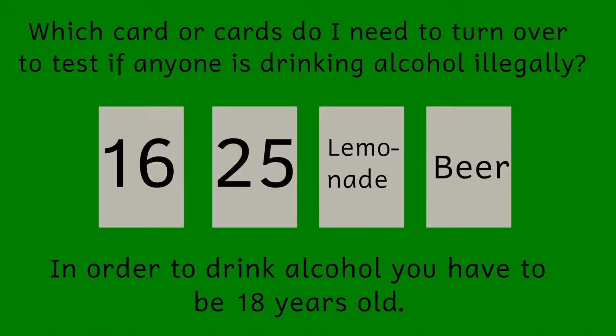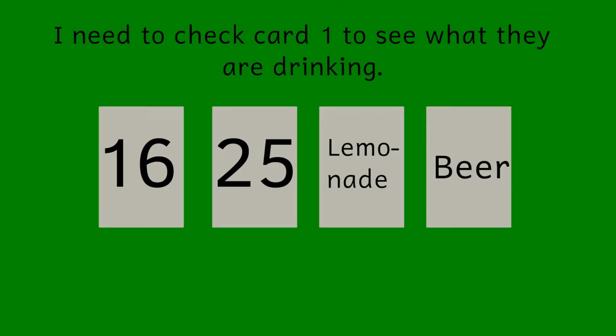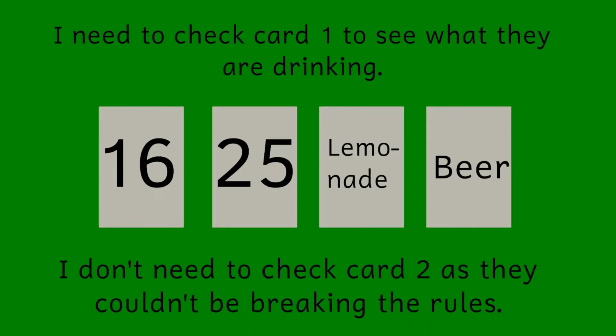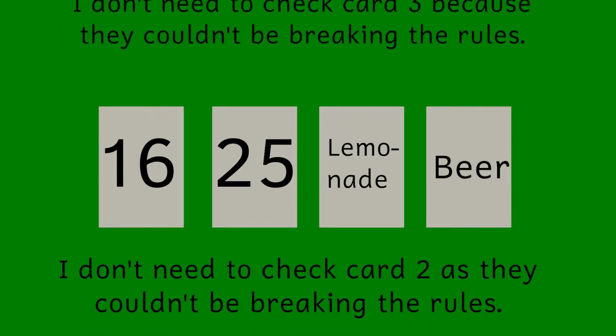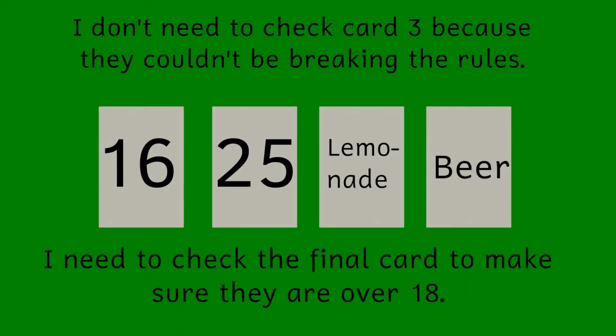Again, you can pause the video if you need to work it out. Over 65% of people get this one right and pick the first and last cards. I need to turn over the cards that would allow me to check if someone is breaking the rules. If someone is 16, I need to know what they're drinking to make sure it's not alcohol. The person who's 25, I don't care what they're drinking. And the person who's drinking lemonade can be any age, so I don't need to check their age. Finally, the last card, this person who's drinking beer, I need to know their age, so the correct cards to turn over are the first and the last.